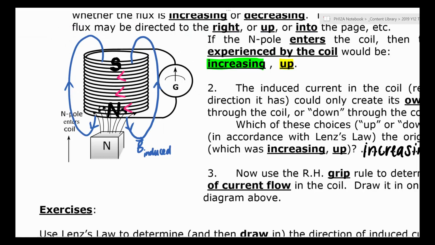Once again, you have to use your right hand grip rule. You would also get the induced current flowing downwards through the galvanometer on the outside. Remember, this technique really only works for magnets going into the solenoid.